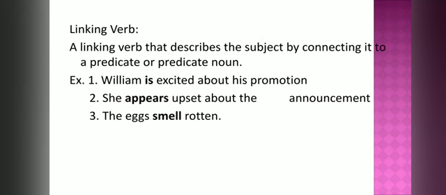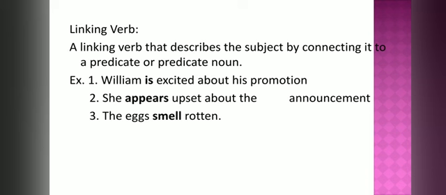Linking verb. A linking verb describes the subject by connecting it to a predicate or predicate noun. So here, a linking verb always connects the subject with the rest of the sentence, otherwise called the predicate. Or sometimes it connects the subject with the predicate noun. Say for example, William is excited about his promotion. So here, who is excited? So is connects William to the state of being excited about his promotion.